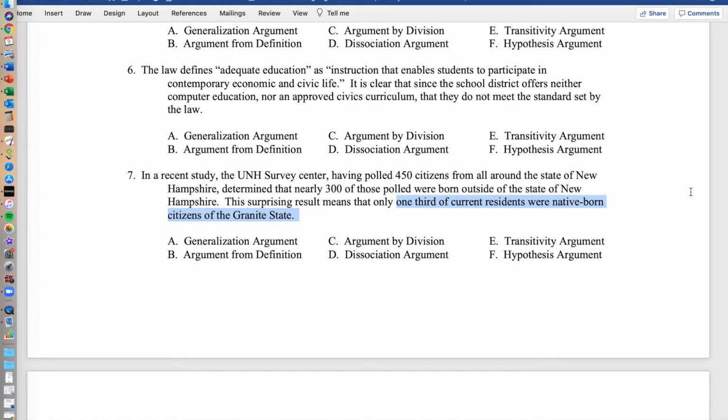And that projected property is now projected to be true, or likely or probably to be true, of all the citizens of the state, because the target population is the full population of the state of New Hampshire. So we move from the poll of 450 citizens, assuming it's a representative sample, to the claim that only 1/3 of the current residents were native-born citizens of the Granite State. So this is a clear example of a generalization argument.